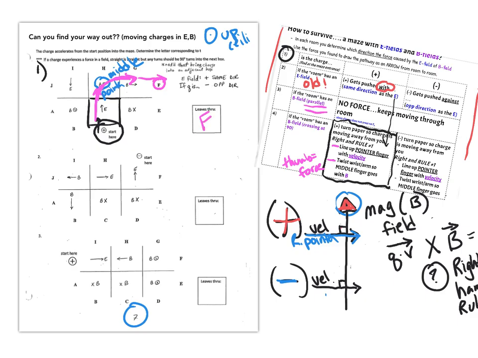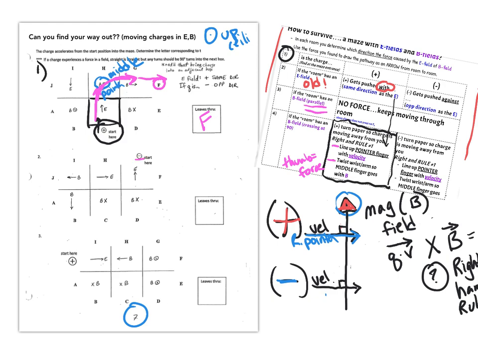So that's a typical maze problem having to do with right-hand rules for magnetic fields, parallel for magnetic fields that are parallel, and E fields, those are easiest. Those are just, remember, if it's a positive, it goes with. If it's an electron, it goes against. Let's do a second one to wrap up this video.